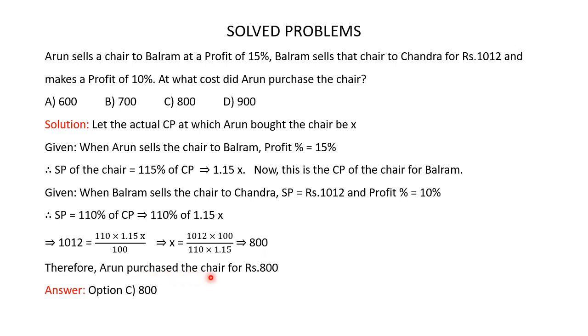Therefore, Arun purchased the chair for rupees 800. So the correct answer is option C, 800.